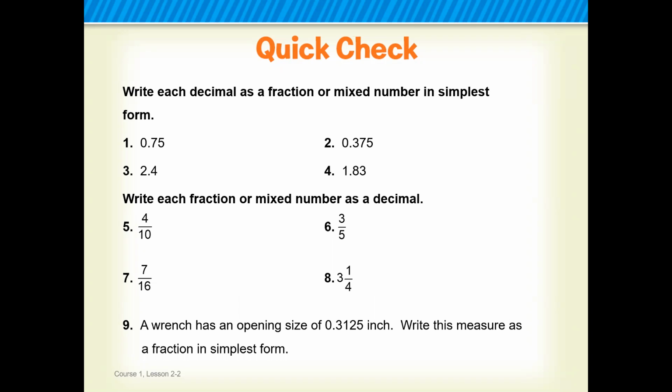We start with a quick check. From Lesson 1, write each decimal as a fraction or mixed number in simplest form. Remember to put your decimal over 100 or over 10. Be careful with your mixed numbers. And then for the second half, change the fractions into decimals. Give a try on that word problem. Show all of your work in your math notebook. We'll go over it together in group.